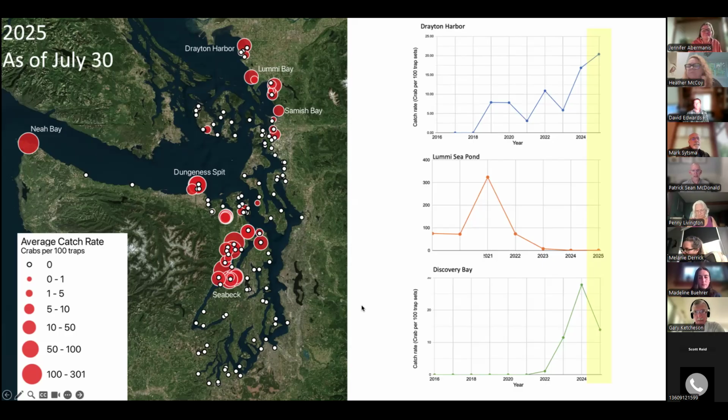All of the white dots that you see there on the map are just regular trapping locations where green crabs haven't been found. This is of course 2025, and a lot of the places you will note that have seen green crab in the past no longer have green crab present. That's because, just like putting out hot spots with a wildfire, we're trying to get those things before they become established.